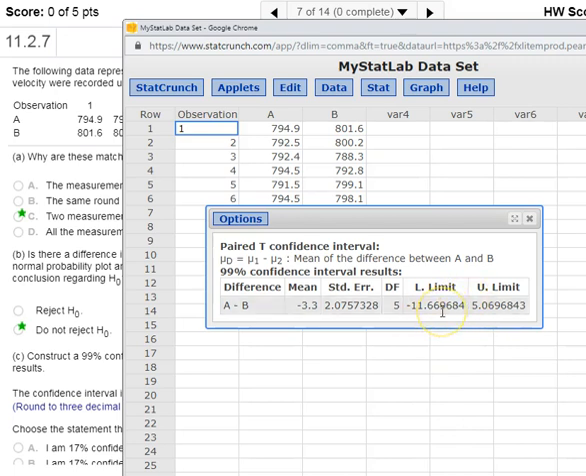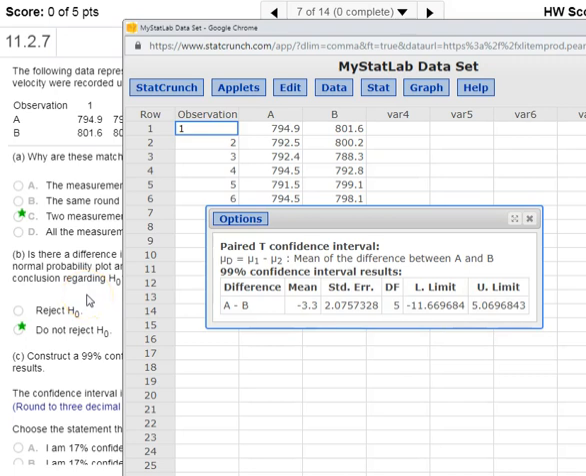And so we can be 99% confident that the mean difference is somewhere between these values, and notice that our lower limit is negative and our upper limit is positive. So that means 0 is an option within our limit. So it is quite possible that the difference between these means is 0. And so this again just supports our same decision that we made with our hypothesis test.